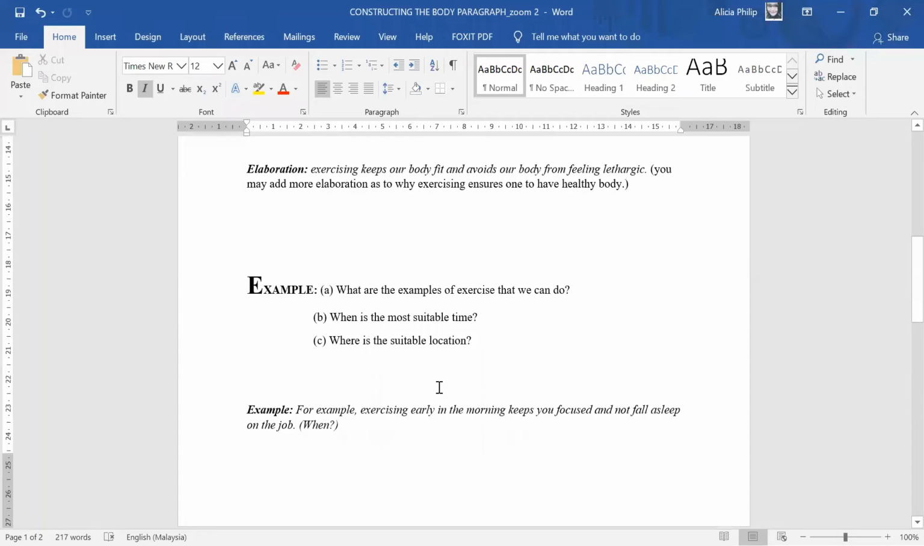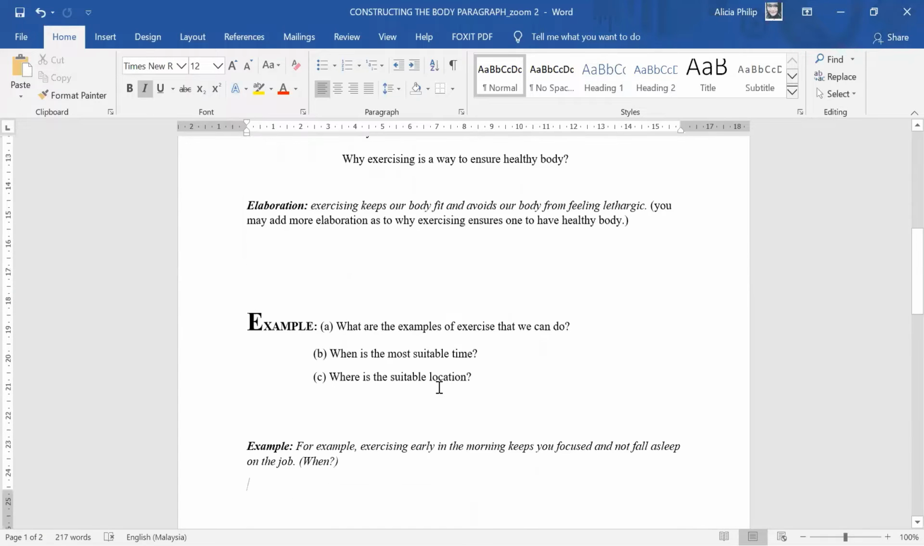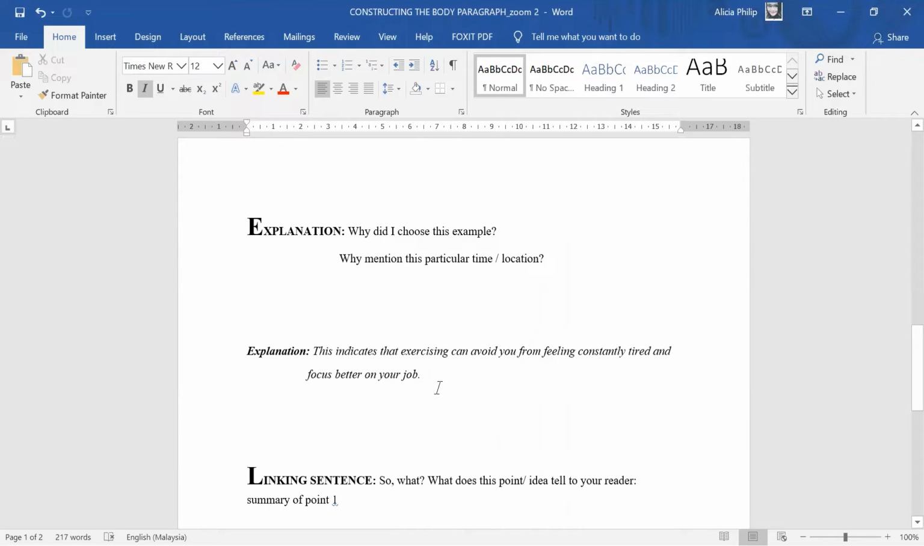Once you have stated the example, if you stop here, some people think, okay, I've supplied an example, now I'm just going to summarize. Some readers will not be able to understand why you mentioned this example. So you need to further explain your example. Therefore, you have the explanation. Why did I choose this example? You have to ask that question, or why I mentioned this particular time or location.